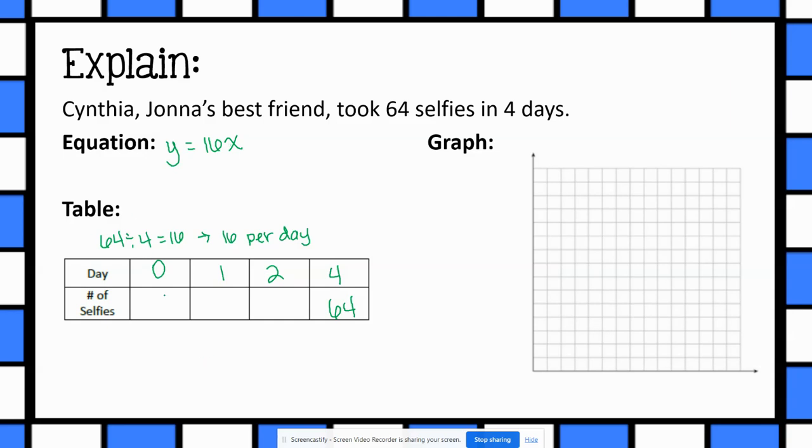Well, in 0 days, she had 0 selfies. But in 1 day, she had 16 selfies. And in 2 days, she would have had 32 selfies. If I graphed this, I would come over here and I would use intervals of 1 for my x-axis and intervals of probably 16 for my y-axis.